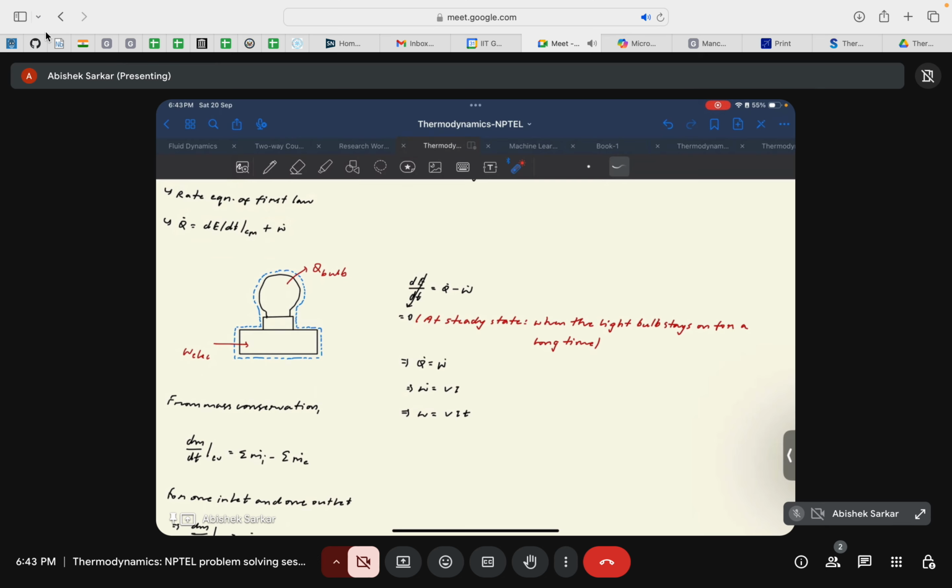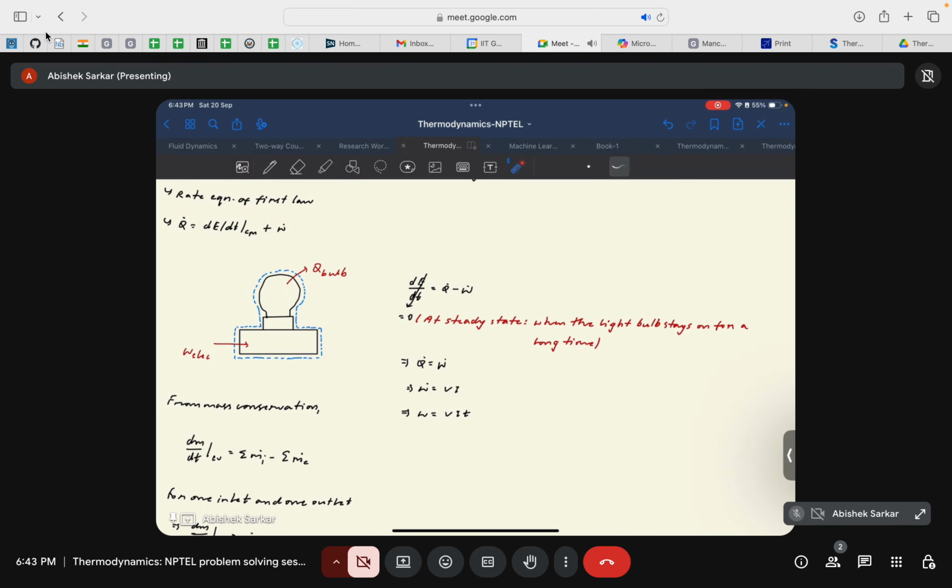Consider a bulb attached to an electrical output, and say it has been kept on for a long time. Then for a steady state, the rate of change of energy of this system becomes equal to zero. There's no change in the energy of this system. So dE by dt becomes equal to zero.